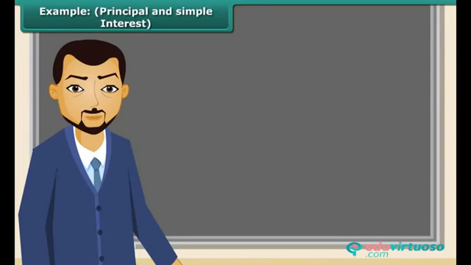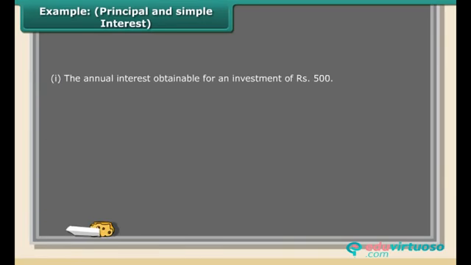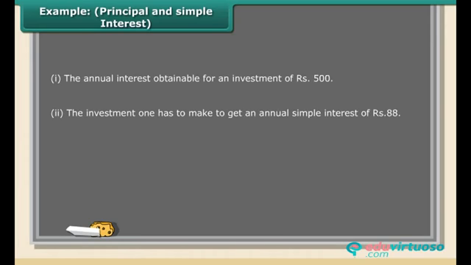Example: principal and simple interest. A bank gives 11% simple interest on deposits by senior citizens. Draw a graph to illustrate the relation between the sum deposited and the simple interest earned. Find from your graph: 1. The annual interest obtained for an investment of rupees 500. 2. The investment one has to make to get an annual simple interest of rupees 88.